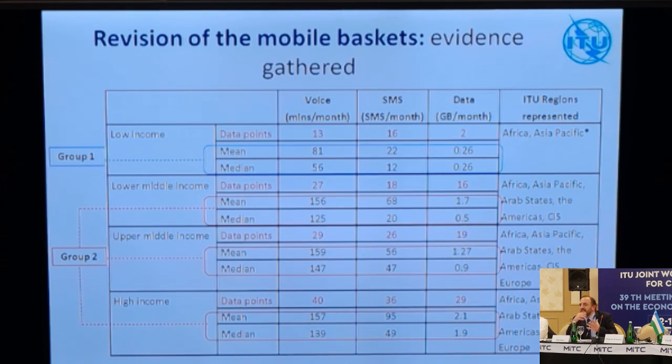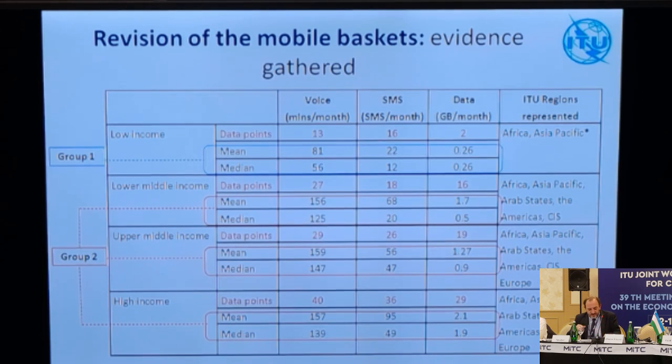The lower middle income, they are consuming 1.7 gigabytes already. The upper middle income, they are consuming 1.3 gigabytes per month of data. And the higher income countries are consuming a bit above 2.1 gigabytes per month with mobile broadband. Again, this tells you that you can define 2 baskets, not more, maybe 3 at the most, and you can pick up very nicely all the means that you have here all over the world, right?